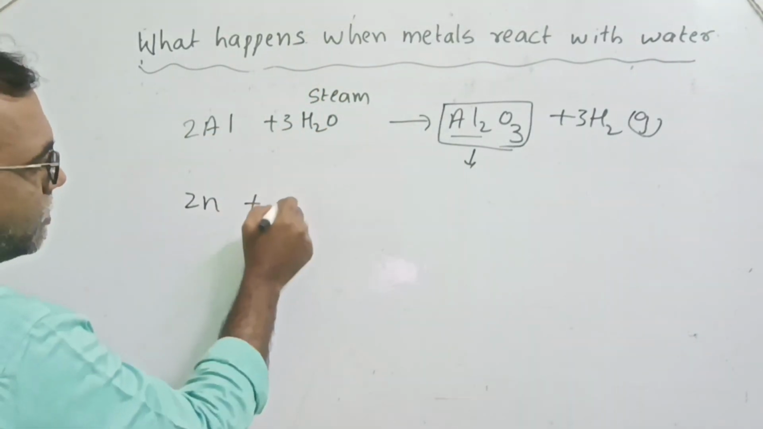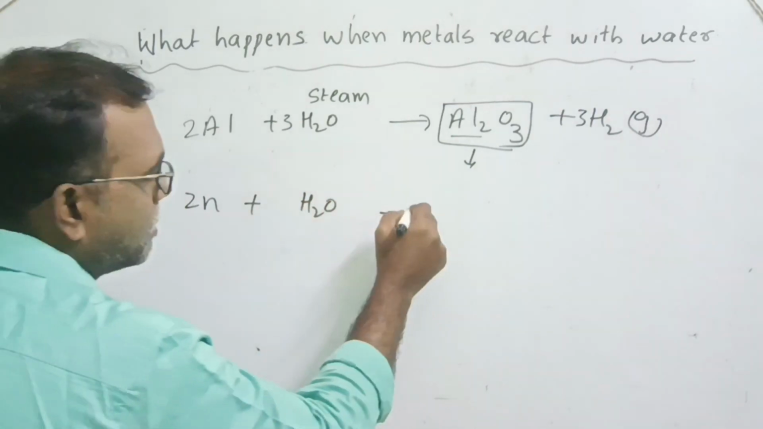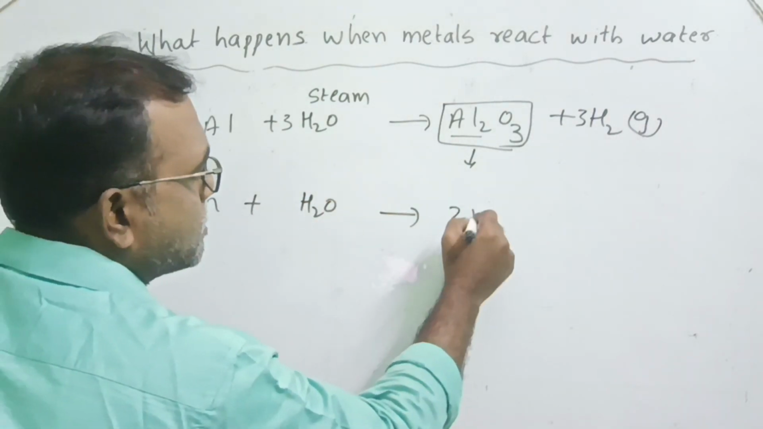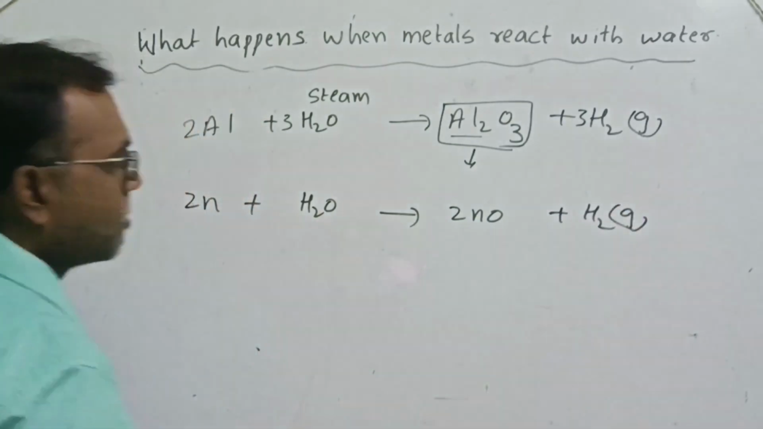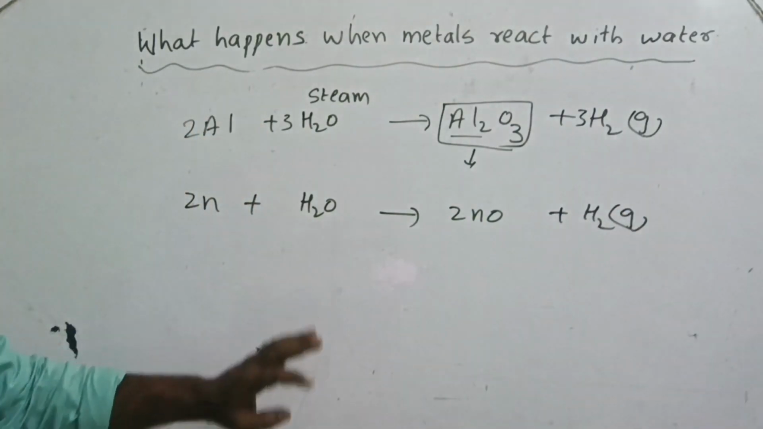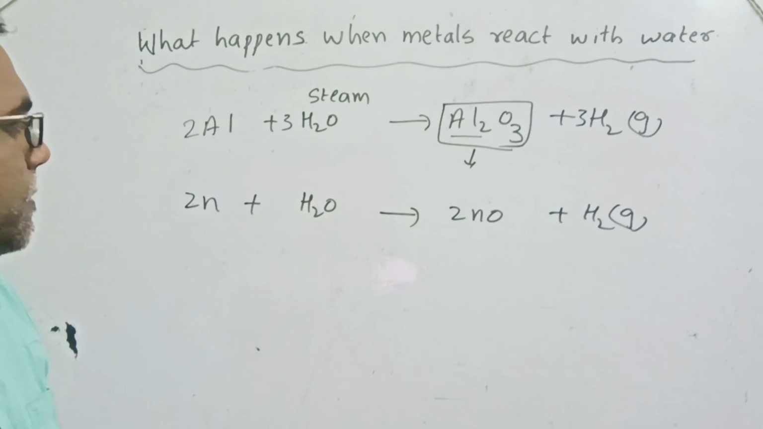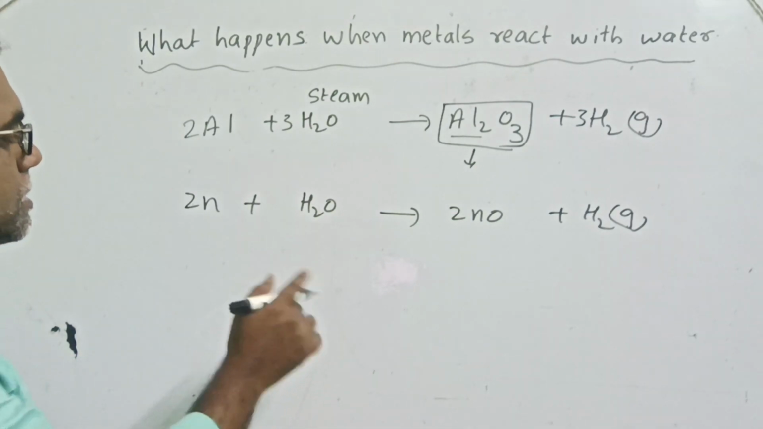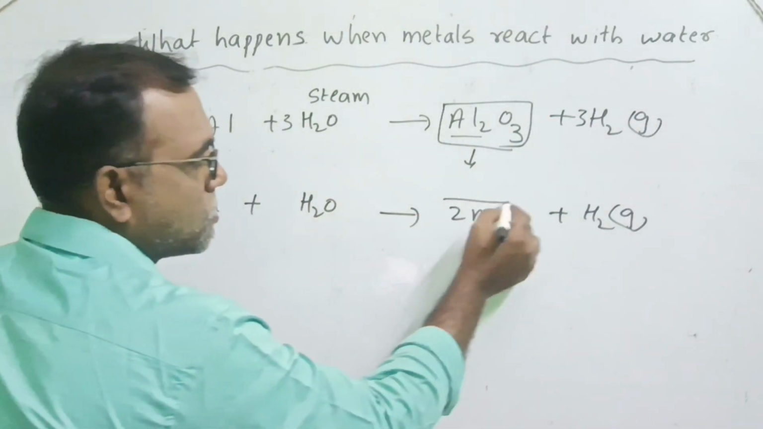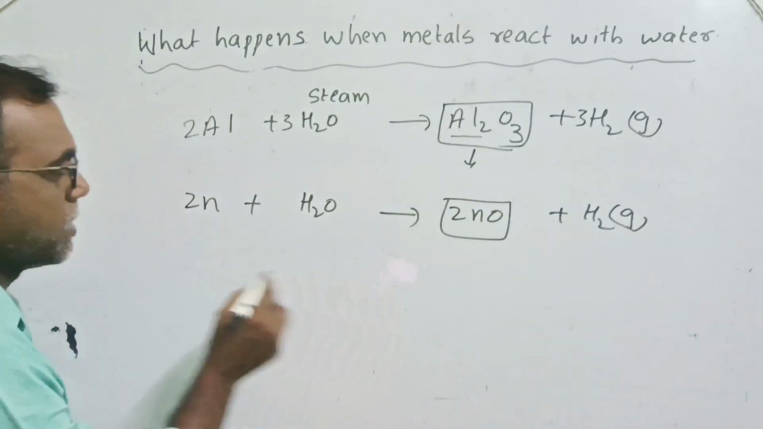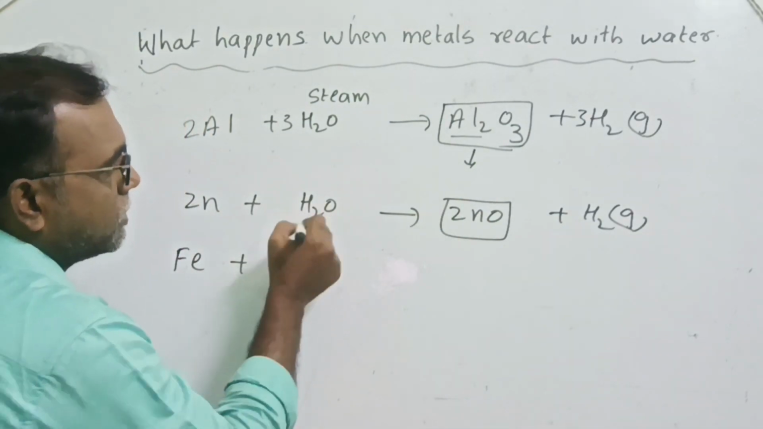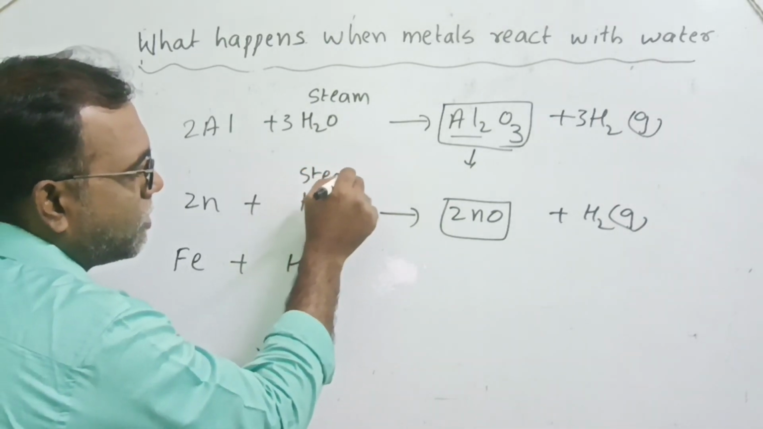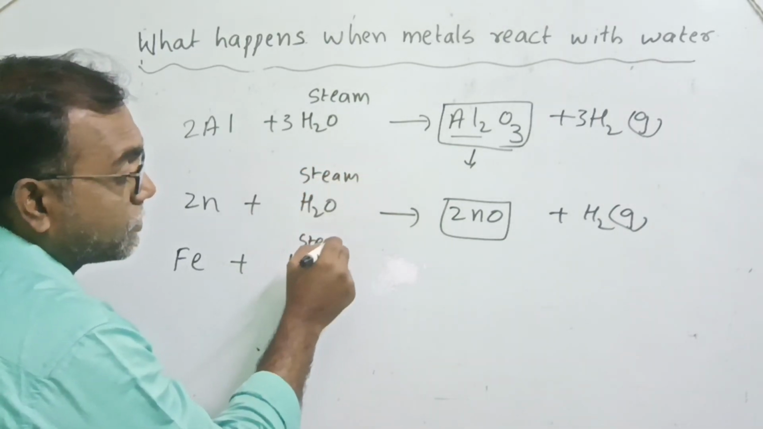Zinc reacts with water, forms zinc oxide and releases hydrogen gas. Here the reaction is balanced. Now let us see, this zinc oxide also acts as an amphoteric oxide. And next, iron reacts with water. Which water here? Steam. Water in the form of steam.